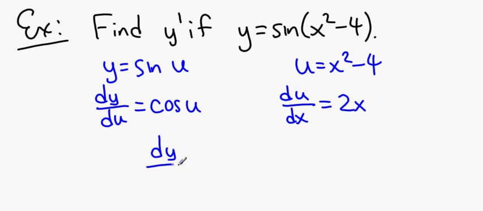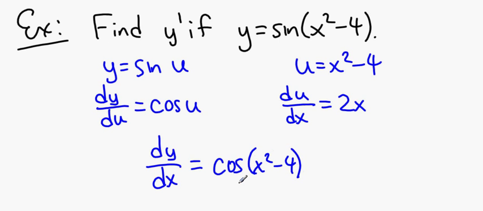So when I want the derivative of y with respect to x, I multiply this by this. I get the cosine of u times du dx. So if I see the sine of chicken nugget, the derivative of sine chicken nugget is cosine chicken nugget times the derivative of the nugget.